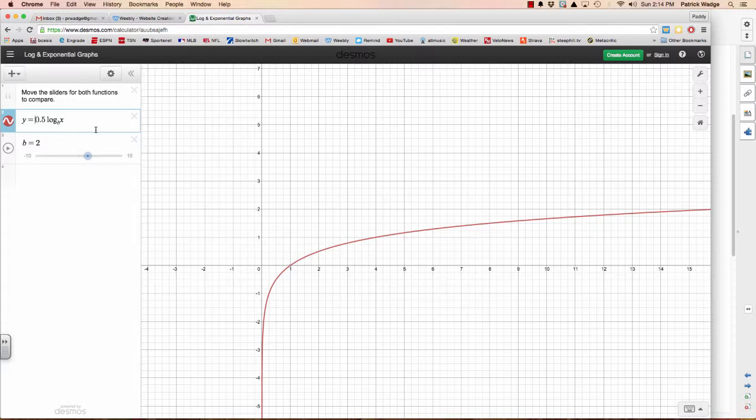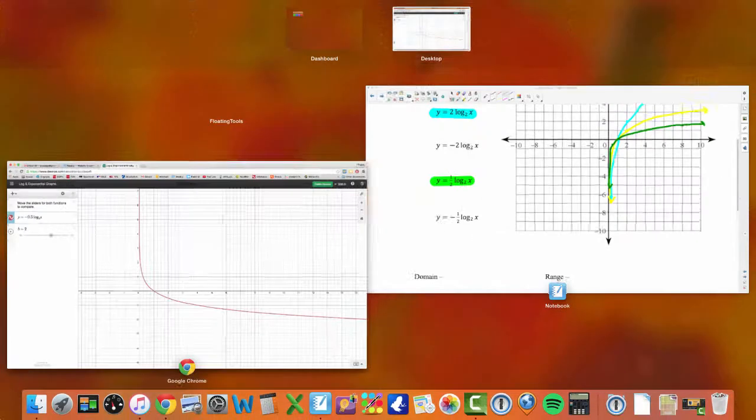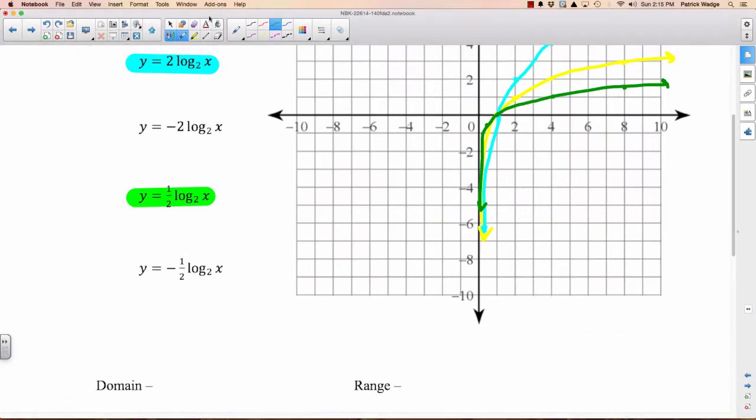Ready? Watch carefully. Here comes my negative. Boom. See what happened? Let's take a look at some of the points. Still the 1, 0. Very nice. I see 4, -1 and 8, -1.5. So 4, -1 and 8, -1.5. And again, it went through this point.